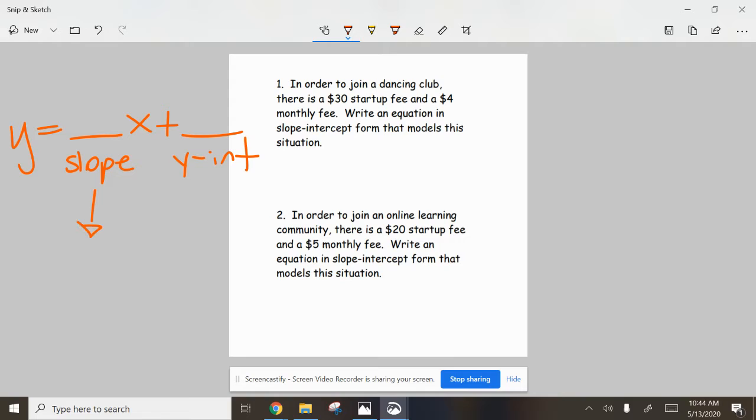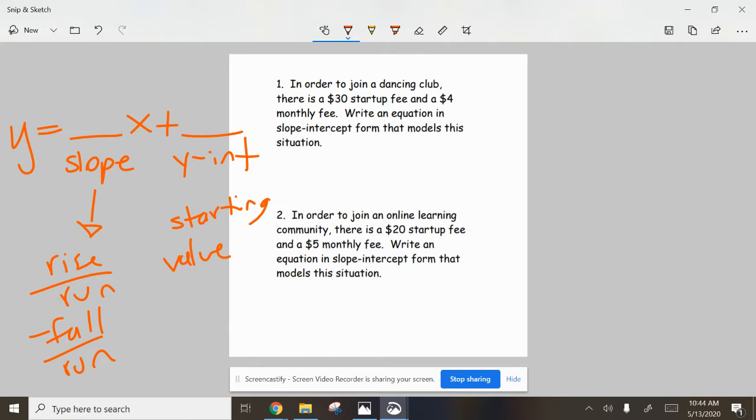Your slope is your rise and run, or fall and run. And your y-intercept is your starting point. I'm going to put starting value. What did you start with? So let's read that first problem again. In order to join a dancing club, there's a $30 startup fee. Is that your slope or is that your y-intercept? I just told you, starting value. Your starting value is plus 30. Okay? Look, I wrote that.